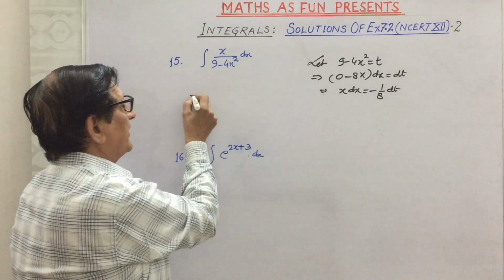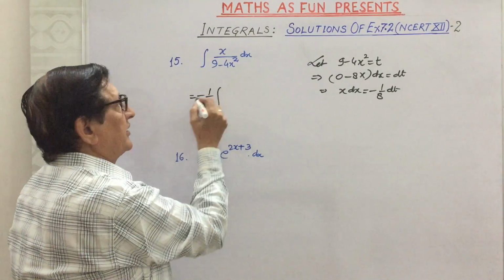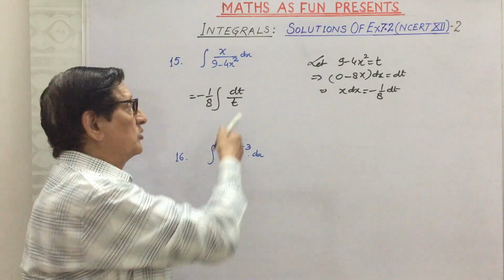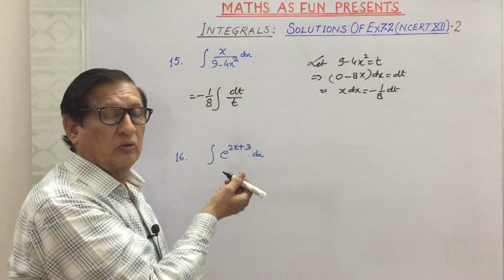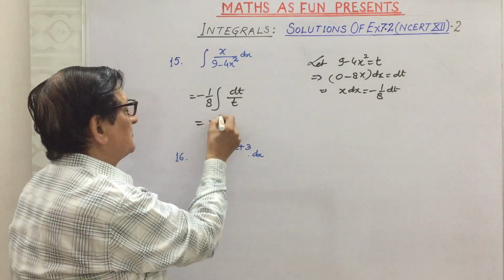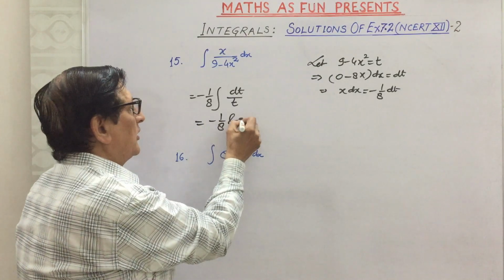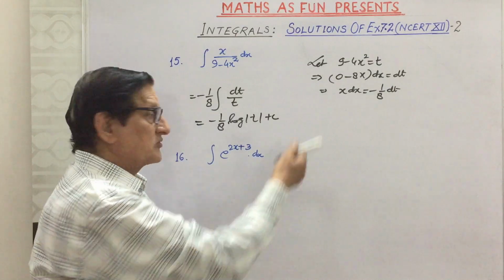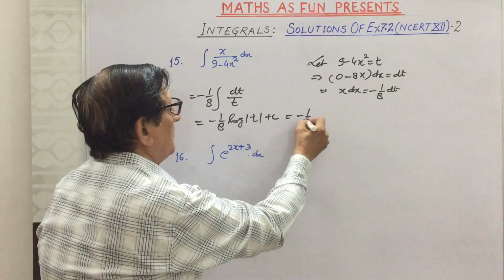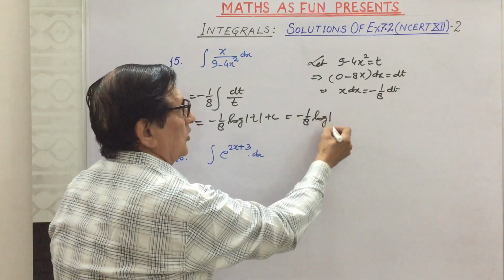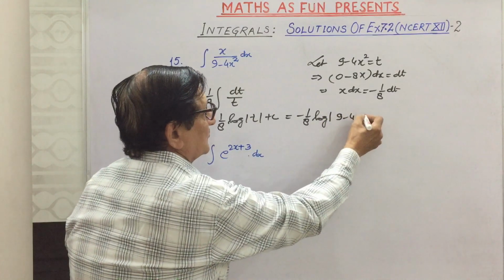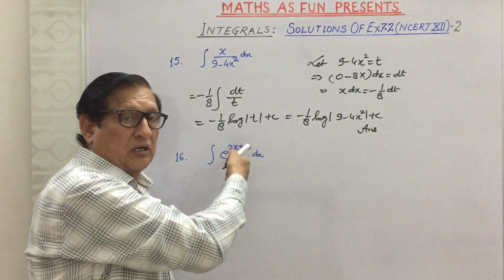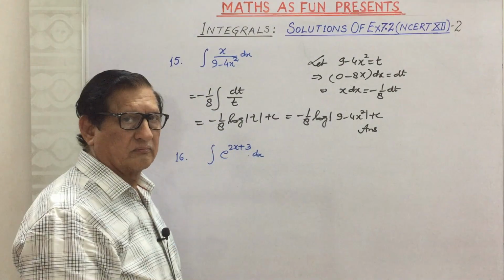Substituting that here, we get minus 1 upon 8 dt upon t. And we know the integral of 1 upon t is log t. So we can write this as minus 1 upon 8 log of t plus c. Substituting the value of t, we get minus 1 upon 8 log of 9 minus 4x square plus c. This is the answer to the problem.